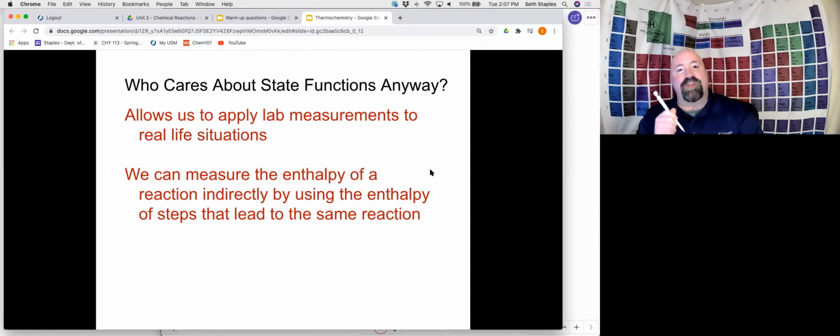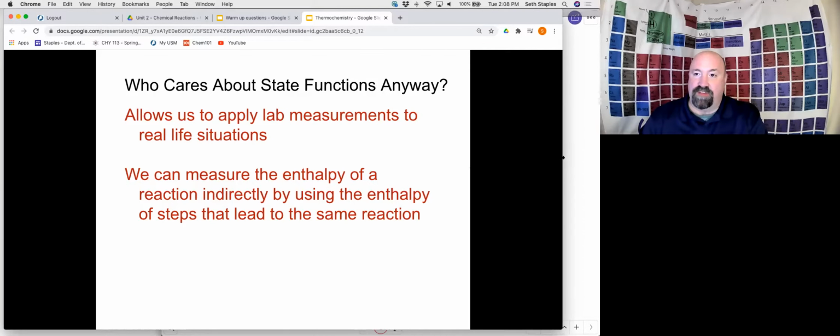What this allows us to do is apply lab measurements and some of the data that we might have to a real life situation. We can measure the enthalpy of a reaction indirectly by using the enthalpy of the steps that lead to that same reaction.